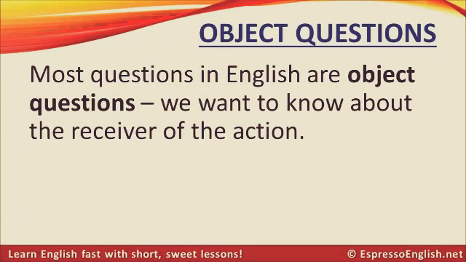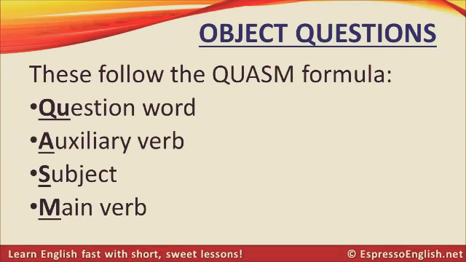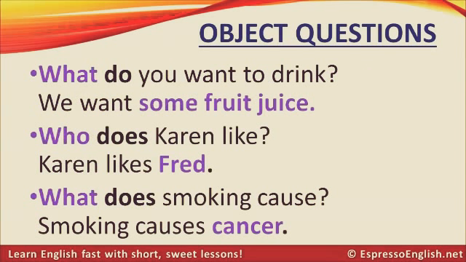Most questions in English are object questions. We want to know about the receiver of the action. Object questions follow the question word, auxiliary verb, subject, and main verb formula. When asking an object question in the simple present, we use the auxiliary verbs do and does.